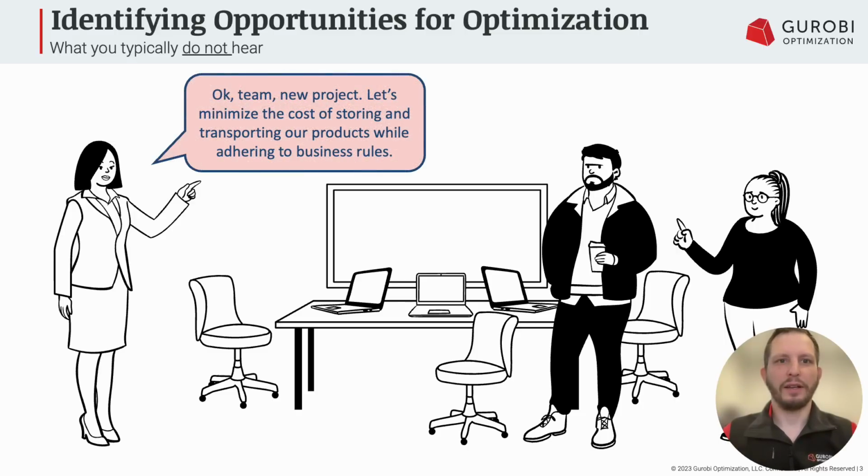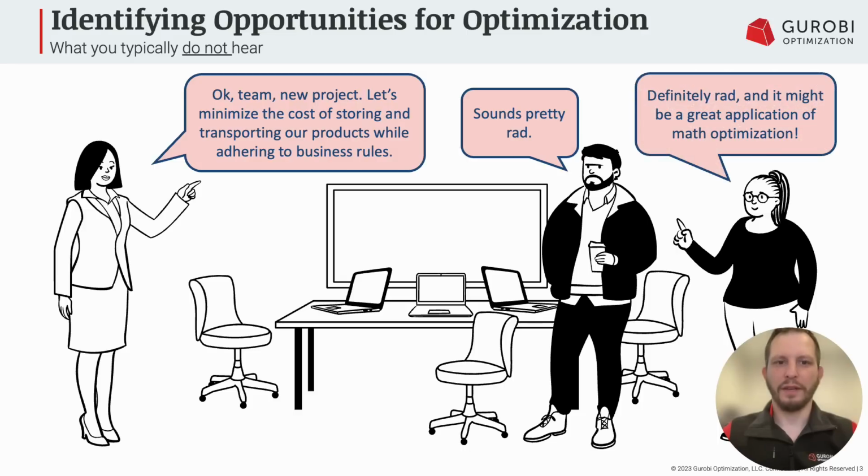So you may have your manager come in one day and say, all right, team, we have a new project. We're going to minimize the cost of storing and transporting our products while adhering to business rules. And you, or your team, may say, okay, that sounds pretty rad. That's very straightforward, very clear, and we can get going. And say, hey, yeah, that definitely is rad. And maybe able to identify, because going through Opti 101, the building blocks of optimization models, be able to identify those and be like, hey, this is a great application for mathematical optimization. But again, that's not typically how this goes. So let's see what you actually do here.